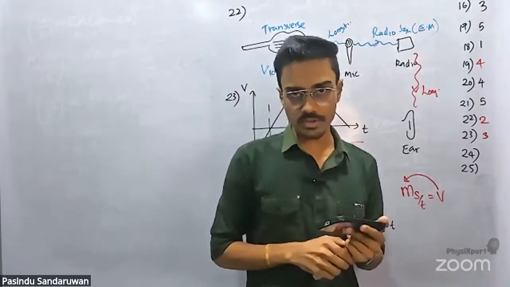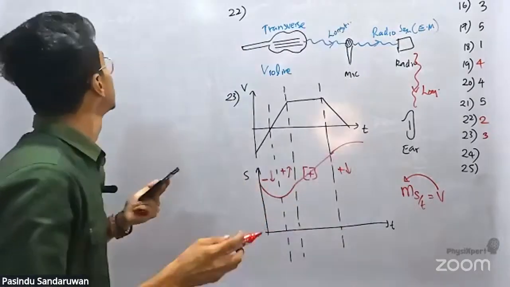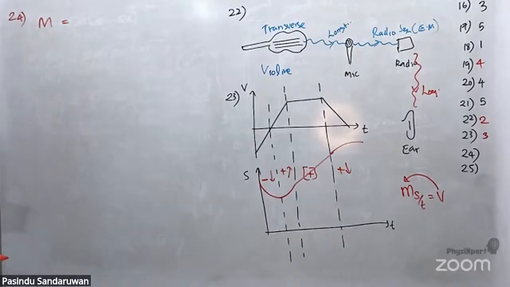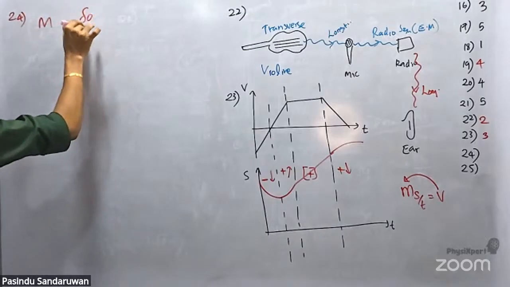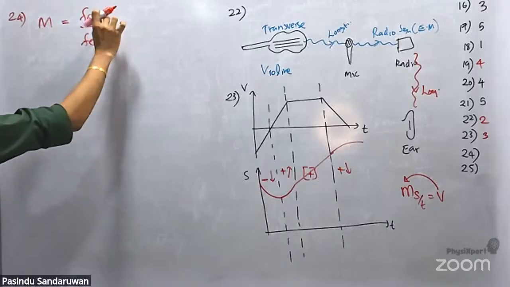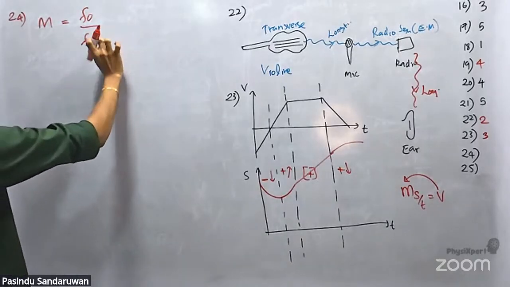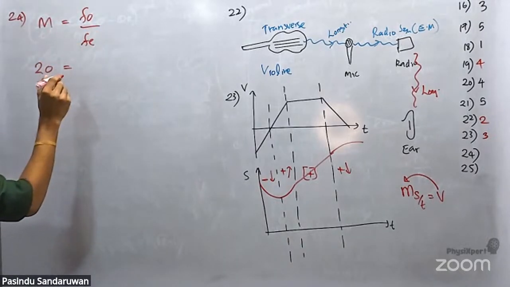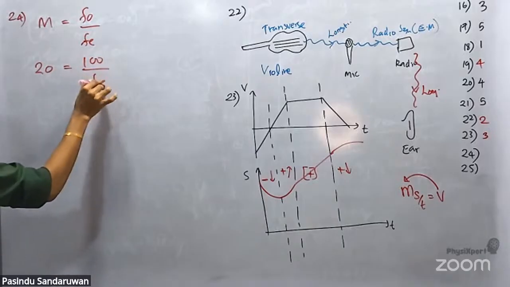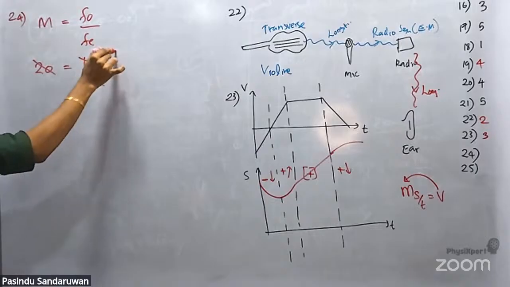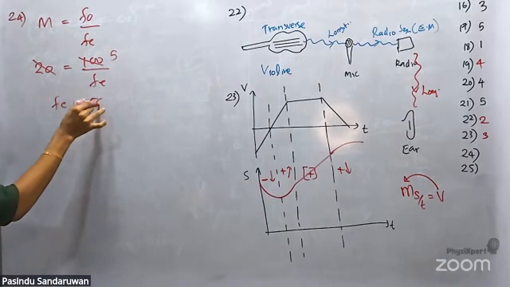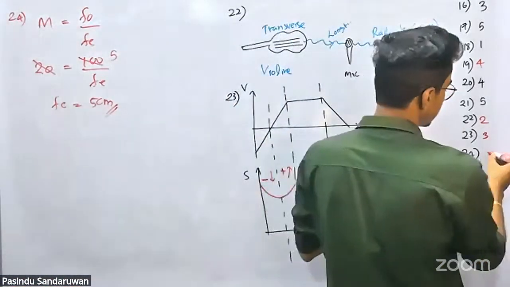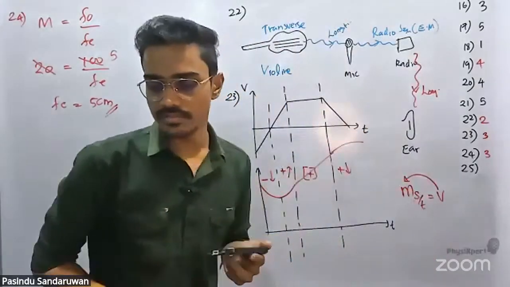In optical instruments, we proved the angular magnification of an astronomical telescope as FO over FE, focal length of the objective piece over focal length of the eyepiece, right? Then magnification is 20 times. FO is given as 1 meter, 100 centimeters. See how easy this is? FO over FE is 20, which means FE equals 5 centimeters. 24, answer 3. Very easy.